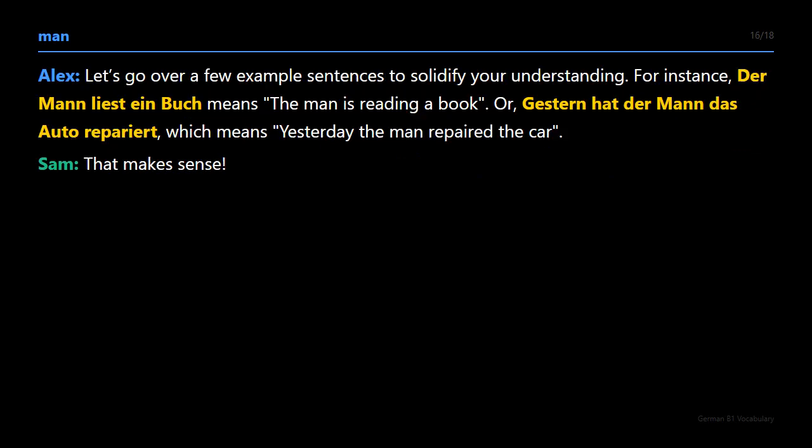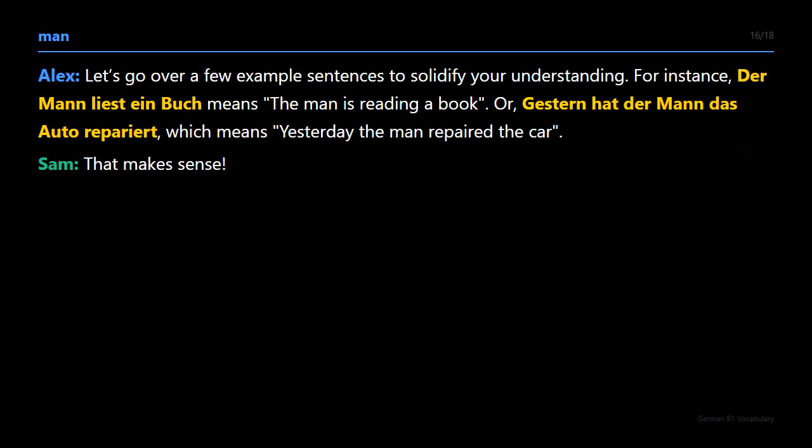Let's go over a few example sentences to solidify your understanding. For instance, der Mann liest ein Buch, means the man is reading a book. Or, Gestern hat der Mann das Auto repariert, which means yesterday the man repaired the car.